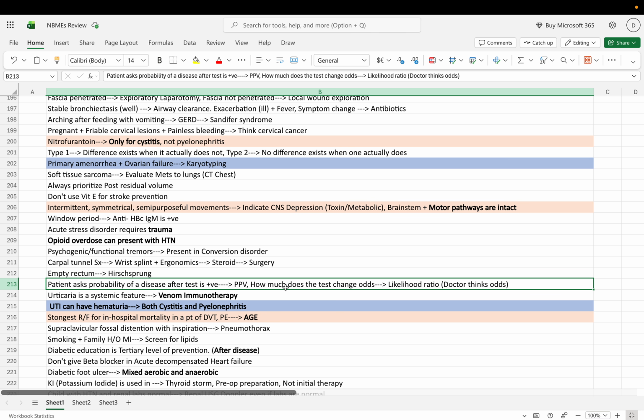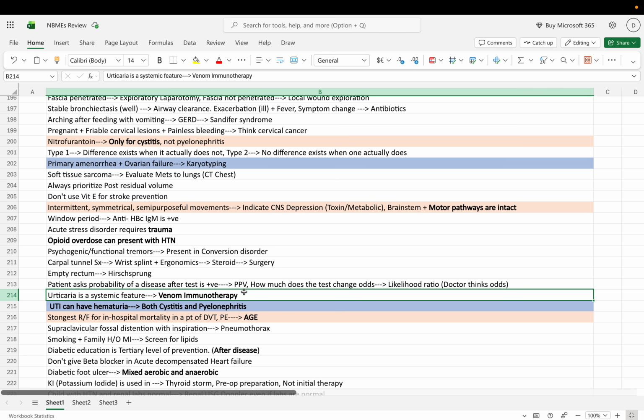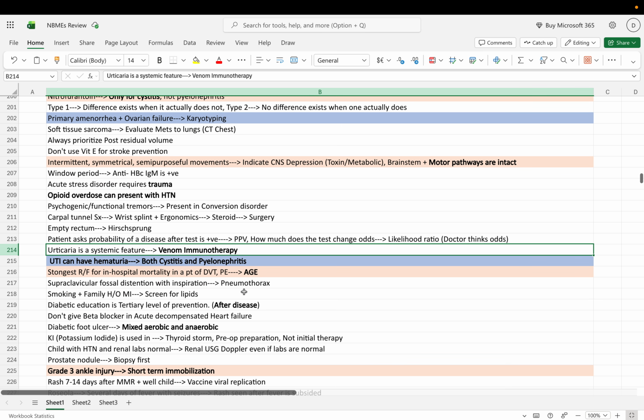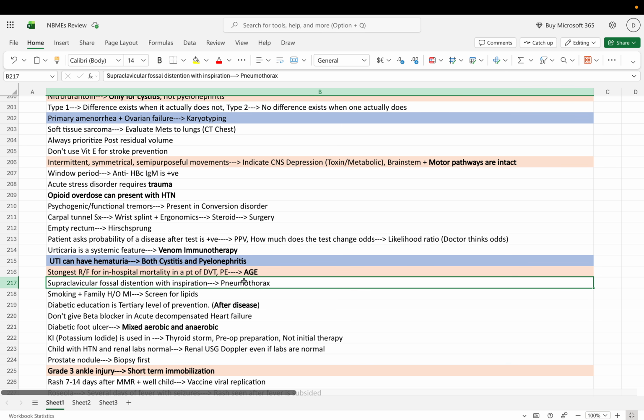If he asks how much the test changes odds, it is likelihood ratio. If you hear something like odds, it has to be likelihood ratio. Urticaria is a systemic feature. To prevent recurrence, use venom immunotherapy. If you see the term supraclavicular fossa distension with inspiration, it means pneumothorax.